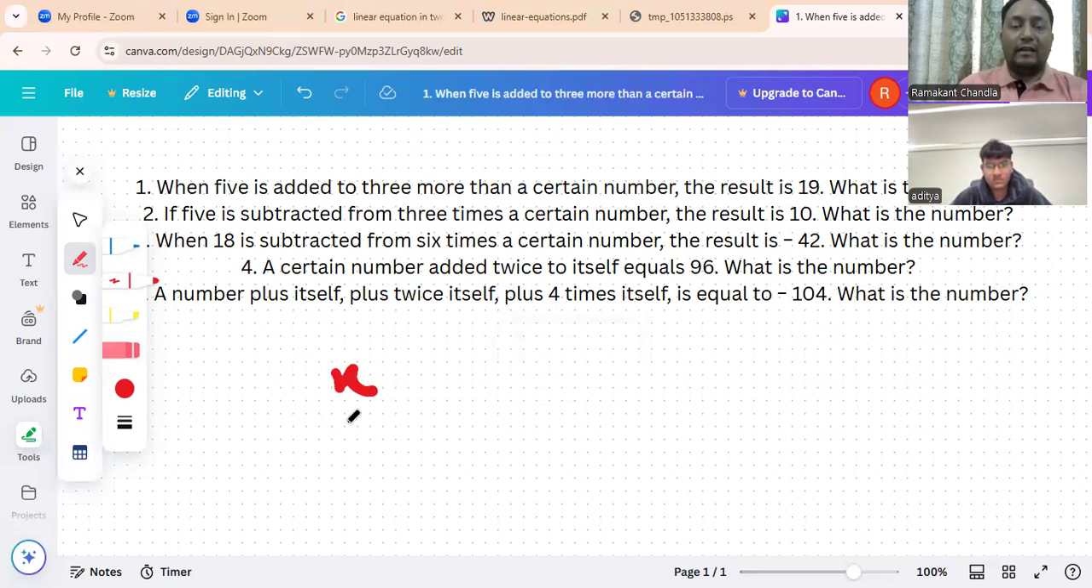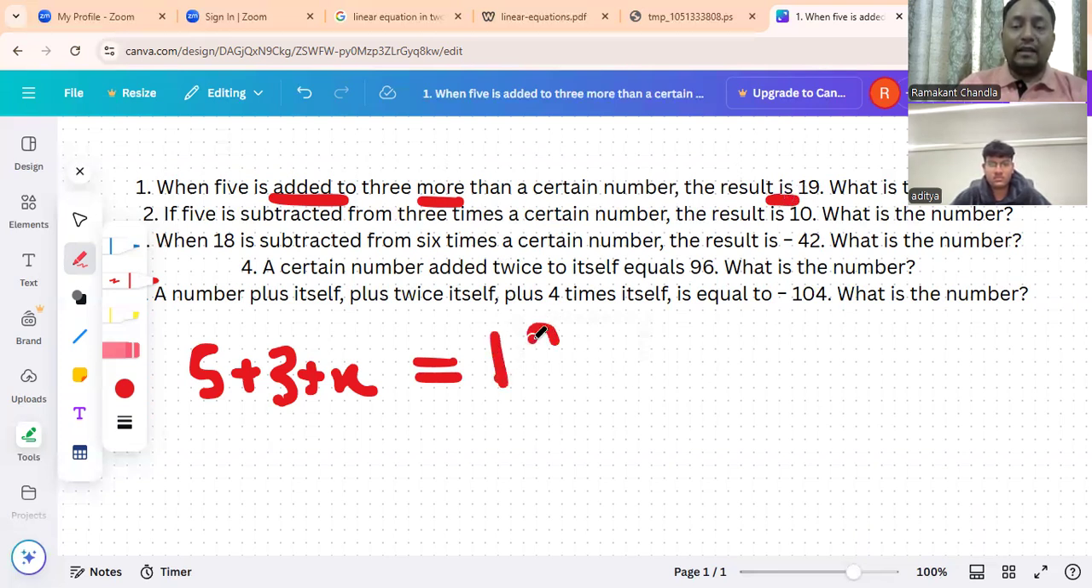When 5 is added, we have to add 5 somewhere here. Added to 3 more than a number. What do you mean by more? More means addition. Added also means addition. They have put it in a very nice way. When 5 is added to 3 more than a certain number, the result is 19, and the result always represents equal to.